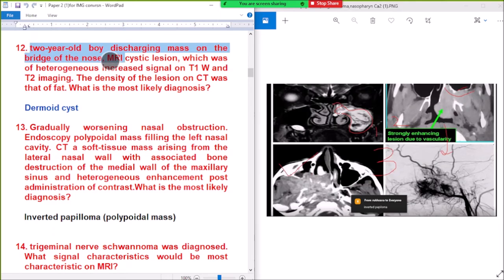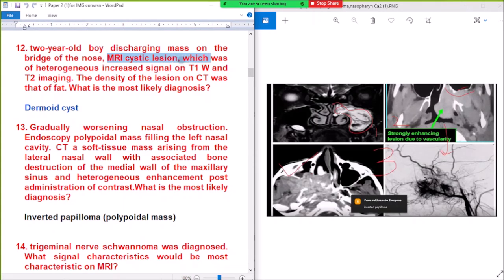Question number 12. A 2-year-old boy has a discharging mass on the bridge of the nose. A microcystic lesion, which was of heterogeneous increased signal on T1W and T2W. The density of the lesion on CT was that of fat. What is the most likely diagnosis? Dermoid. When an MCQ says density is that of fat, then dermoid. Right. Then there are features.